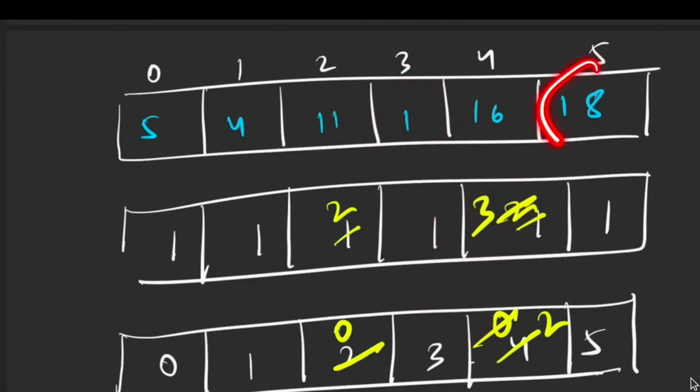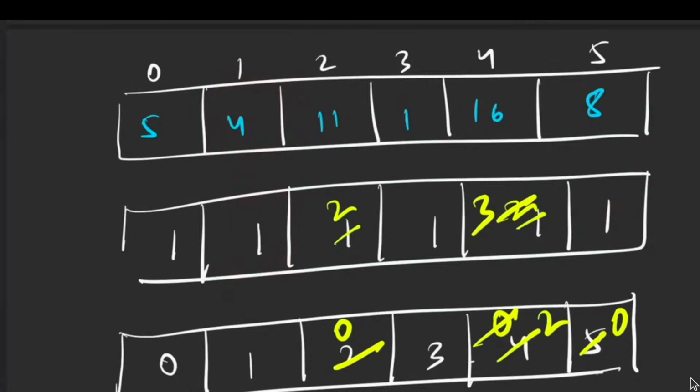Let's move to the next. We have 168, not 18, my bad. So for 168, can 5 be an answer? Yes, 1 plus 1. So thereby this becomes index 0. Can 4 be an answer? No, because we have already updated this to 2 while we were doing it for 5. Can 4 be an answer? 1 plus 1, 2, same. 11, no. 1 plus 1, 2, 16, no.